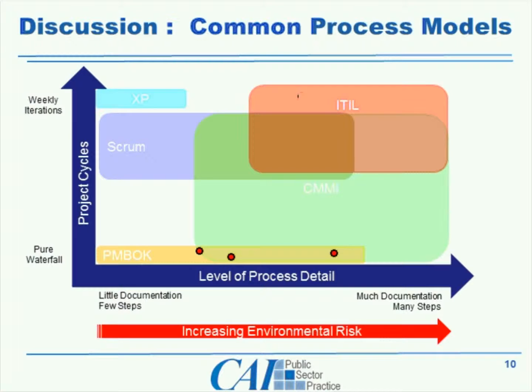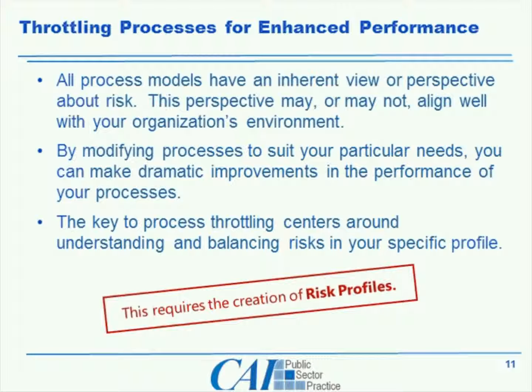So as a result, these are often used as a one-size-fits-all, so to speak. And by understanding the bias of a specific process model, as well as how it handles risk, or the flexibility that it enables us to handle risk, we can then calibrate and throttle our process models accordingly for our organization. So let's talk about then throttling those processes.